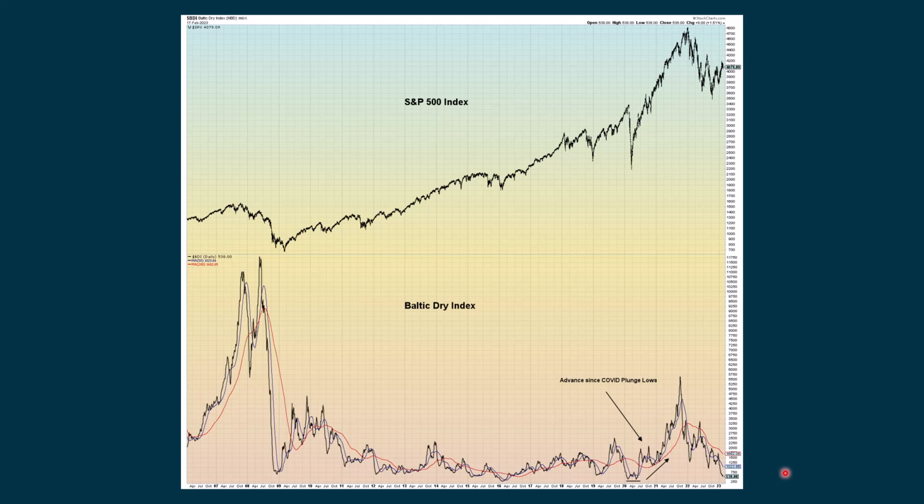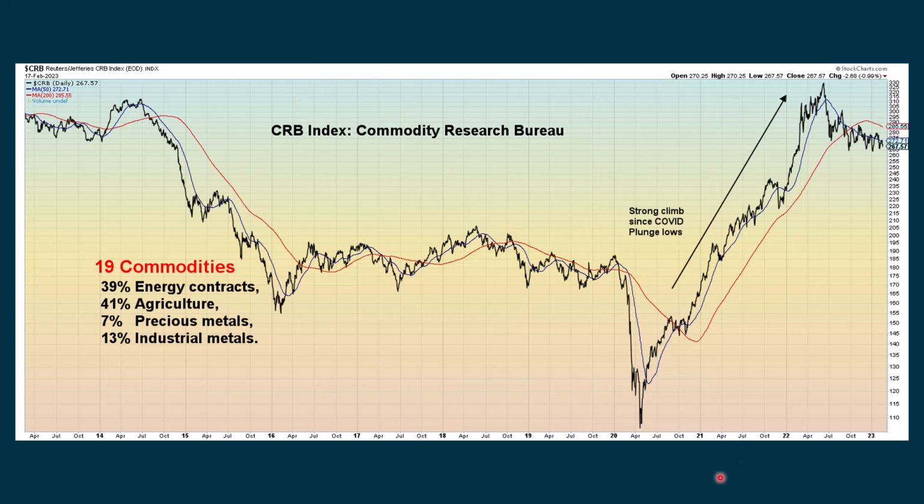Another thing that we look at for an inflation gauge is the Baltic Dry Index. How much does it cost to move products from one point to another? It really spiked up in the latter part of 2021 and spent a lot of 2022 and now into 2023 declining. So this is suggesting that inflation is more under control, but we're not seeing that in other indexes or other measurements that we use.